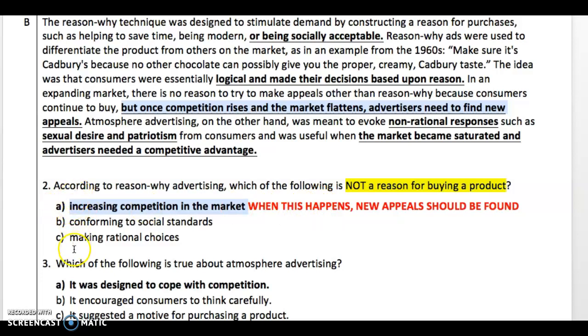A. Number 3, about atmosphere advertising. It's here in the last 3 lines, so obviously the answer is nowhere but here. And as you see, competitive advantage, here it's rewritten in option A.